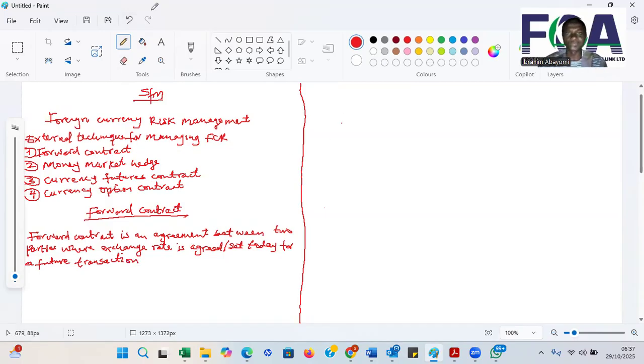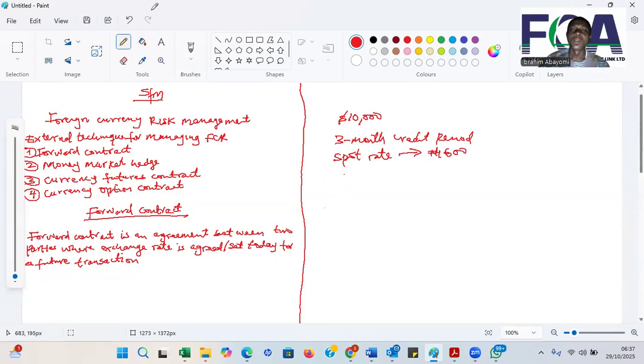So let's assume I have an obligation for $10,000, and my supplier has given me 3 months credit period to make this payment. Now, what's the problem here? Let's say the current exchange rate, we call it the spot rate. I think we have explained that earlier in our previous video. Let's say the spot rate as of today is 1,600.